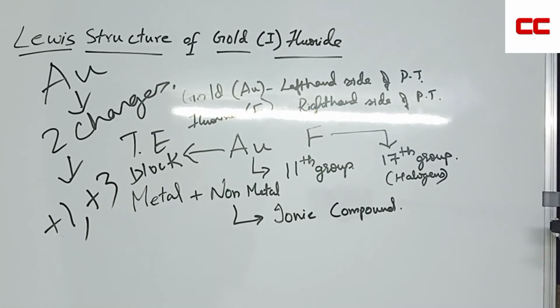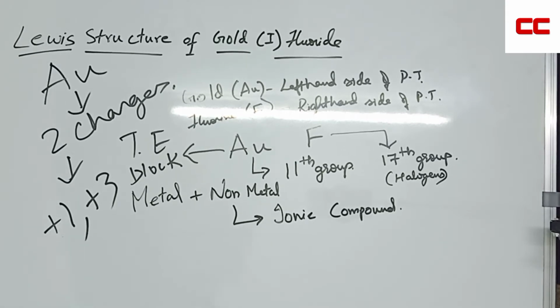Till now I think it is clear for you. Gold has two charges, that is +1 and +3. The reason gold has two charges is that it belongs to the transition elements block. You can open the image of the periodic table and see for yourself, so you will understand what a transition elements block is.